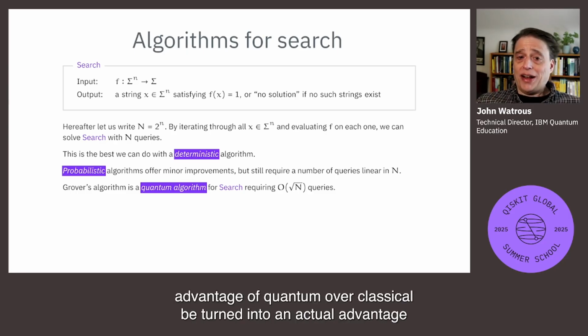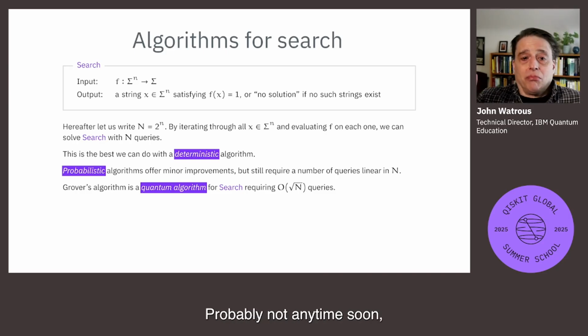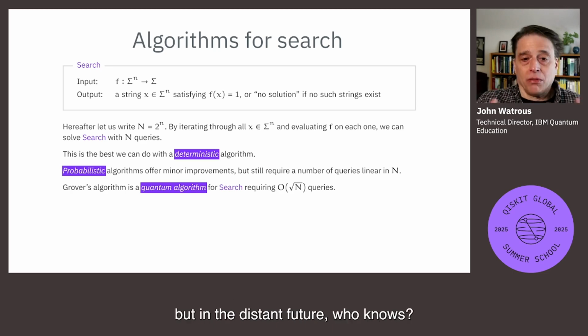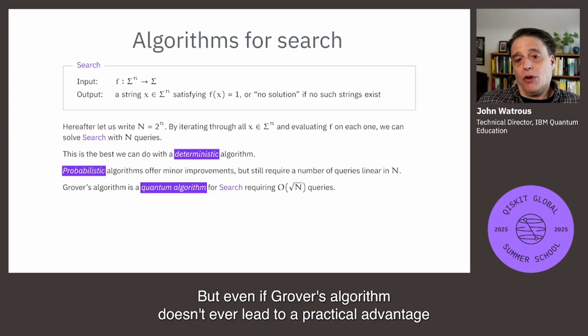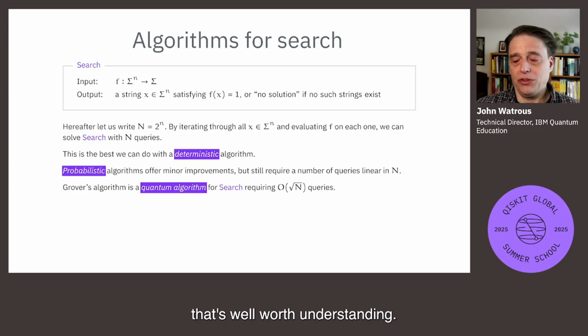Can this quadratic advantage of quantum over classical be turned into an actual advantage in a practical sense? Probably not anytime soon, but in the distant future, who knows? But even if Grover's algorithm doesn't ever lead to a practical advantage for searching, it is nevertheless an important part of the foundation of quantum algorithms that's well worth understanding.